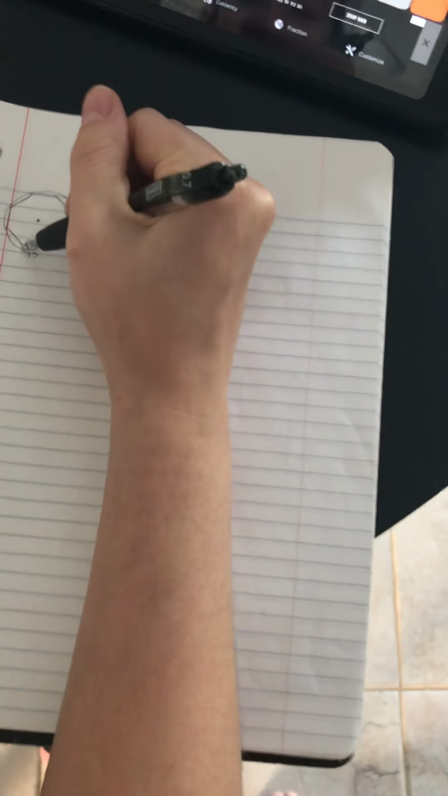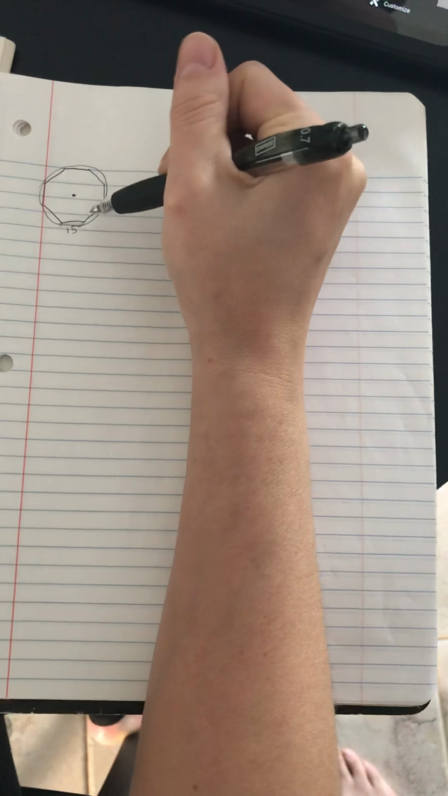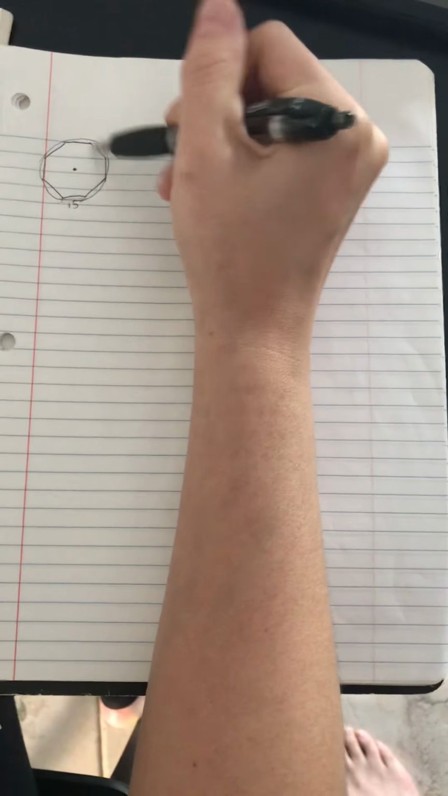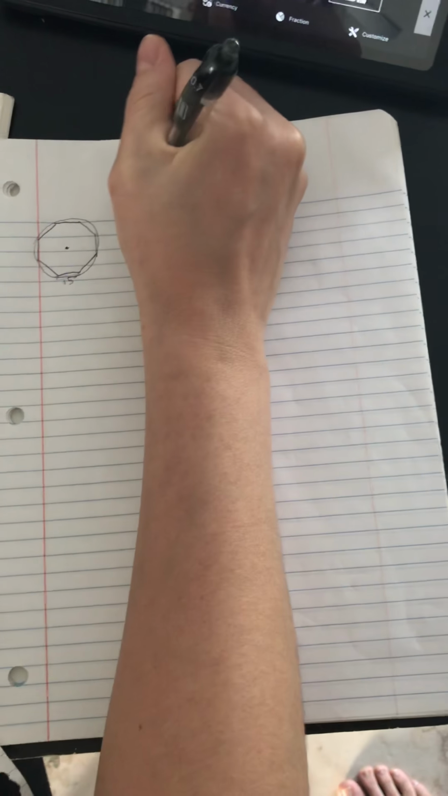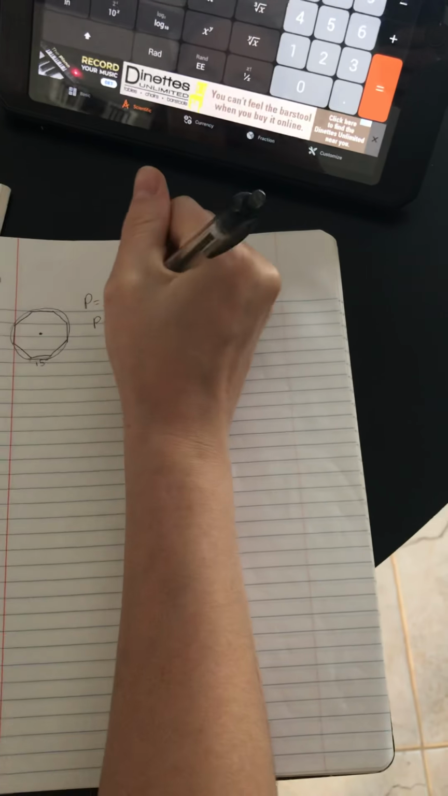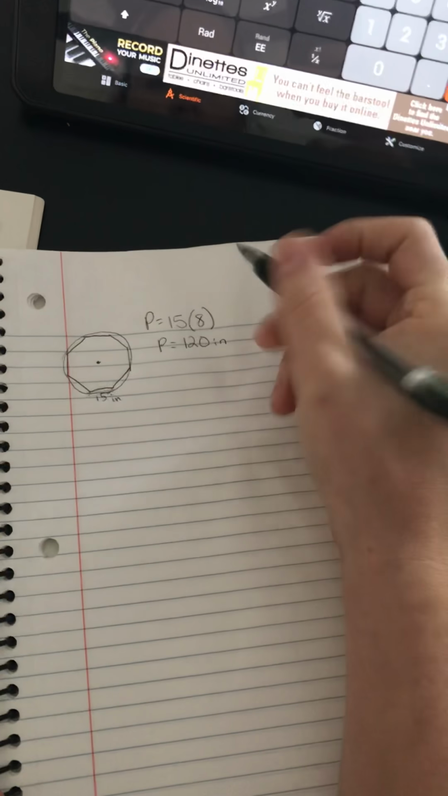So they gave us the length of one side. Since it's regular, we know that all sides are equal. So this is 15, this is 15, and so on and so forth. So we can already do the perimeter. The perimeter is going to be 15 times 8 because we have 8 sides. So if we use our calculator, 15 times 8 is going to be 120. So our perimeter is 120 inches. We are working in inches for this problem.